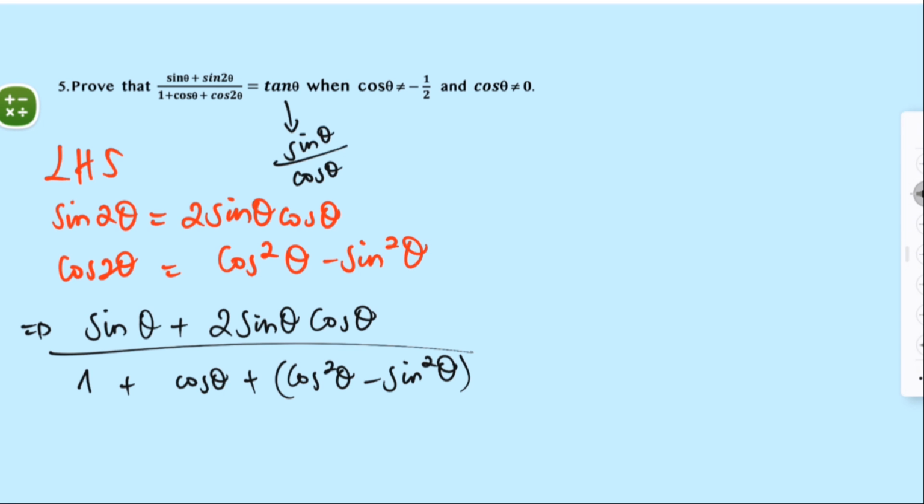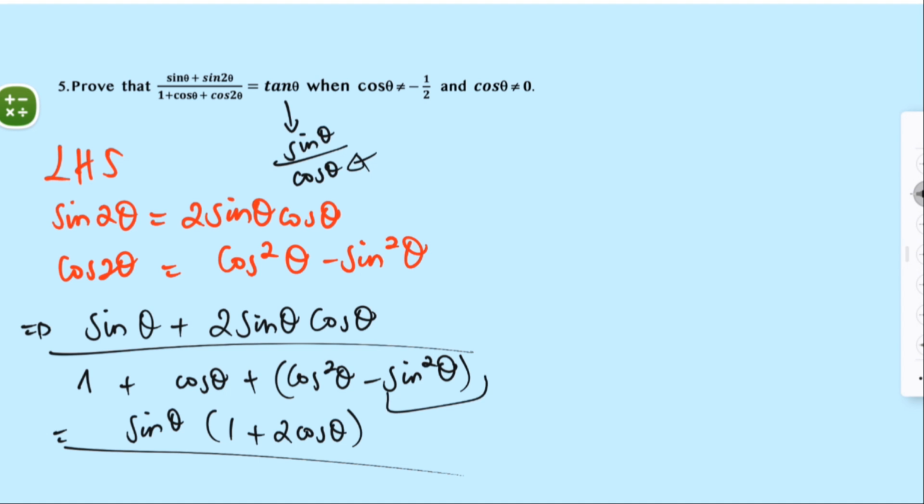Okay, in the numerator I can factor out sine theta, so this would be equal to sine theta brackets 1 plus 2 cos theta. The denominator, I'm just going to expand this bracket, but that wouldn't really do much for us. So here's the thing, we can substitute some identities here. We want to get cos theta as our result in the bottom, so we have to replace this sine theta so it goes away.